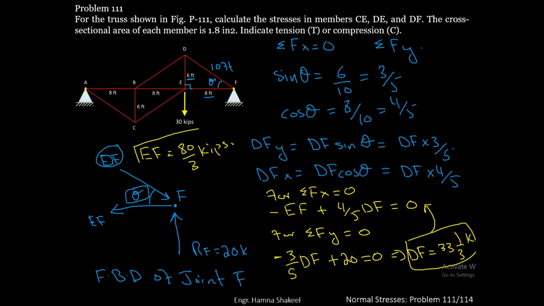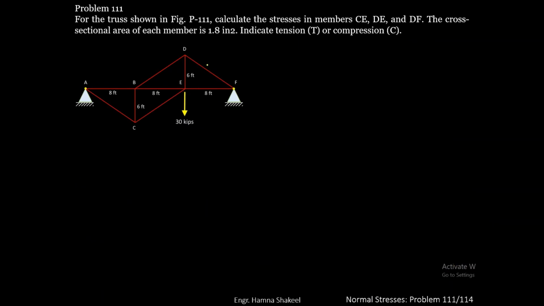Now you can see that you have got a positive value for both EF and DF. It means that the direction we guessed at the start was correct. So the force in member DF is compressive because it is towards the joint, and the force in member EF is tensile because that is away from the joint. Now we know the value of DF. The next joint I am going to select is D, because it has 3 members, the value of one of the members is known and there are only 2 unknowns left, and you have 2 equilibrium conditions, so you can solve joint D.